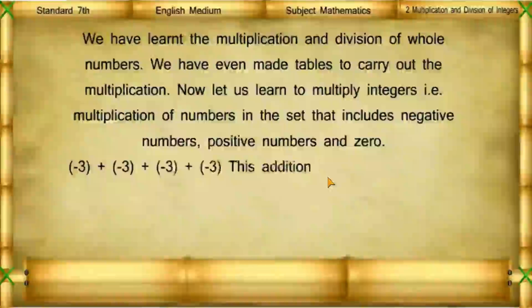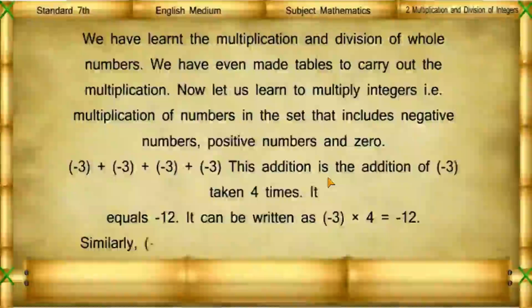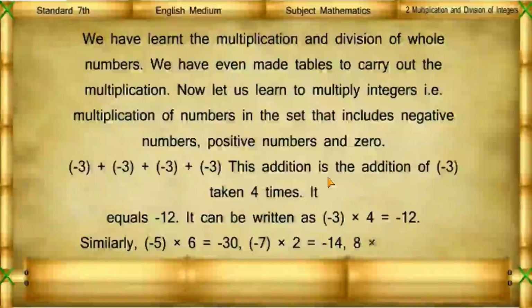This addition is the addition of minus 3 taken 4 times. It equals minus 12. It can be written as minus 3 into 4, that is minus 12. Similarly, minus 5 into 6 is equal to minus 30. Minus 7 into 2 is equal to minus 14. 8 into minus 7 is equal to minus 56.